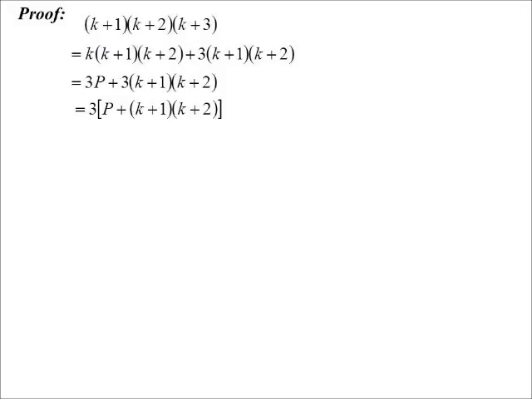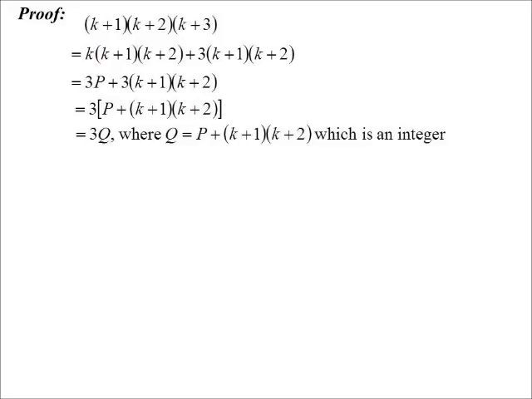The question is, is p plus k plus 1, k plus 2 a whole number? If it is, then I know it to be true. Well, it is. Remember, we said p was a whole number. It was an integer. k is a whole number. Well, if I add 1 to k, I'll get a whole number. If I add 2 to k, I'm going to get a whole number. If I multiply 2 whole numbers together, I'll get a whole number. And if I add 2 whole numbers together... So, yes, q will be an integer. It will be a whole number.